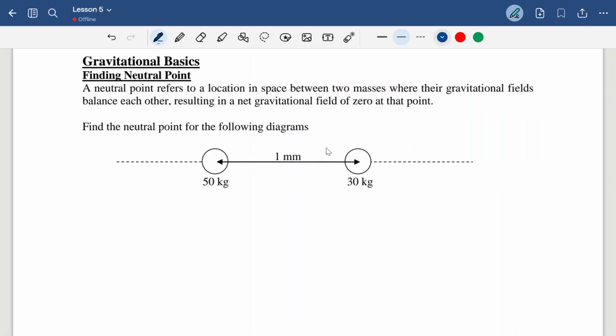So at the neutral point here, I'll just tell you straight, it will always be nearest to the smaller mass. Later I'll explain in maths why this is so. But it will always be nearer to the smaller mass. So we'll let this point be the neutral point. You can see that for gravitation, you'll always be in between. Why? Because at this particular point, there will be gravitational field strength due to the 30 kg to the right. There will be gravitational field strength due to the 50 kg to the left.